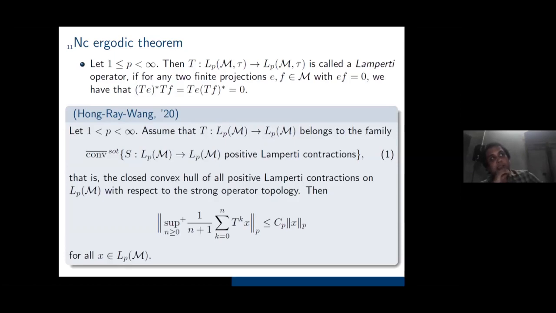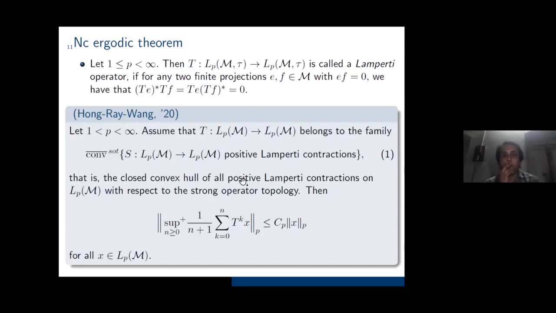So any operator in that convex hull is obviously a positive Lamperti contraction, may not be Lamperti surely, but you have an ergodic theorem for that. And in classical Lp space, if this von Neumann algebra is a classical L infinity, then actually we can recover Akcoglu's ergodic theorem. But here we cannot recover Junge-Xu's ergodic theorem from this.